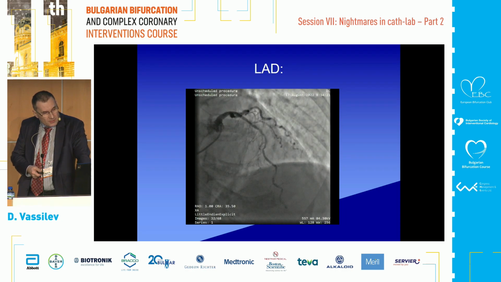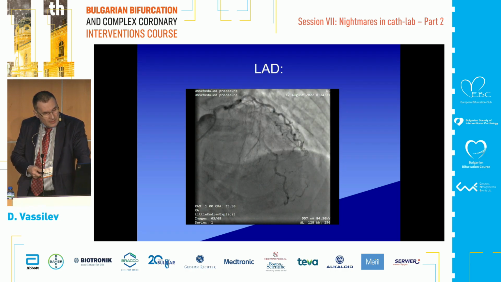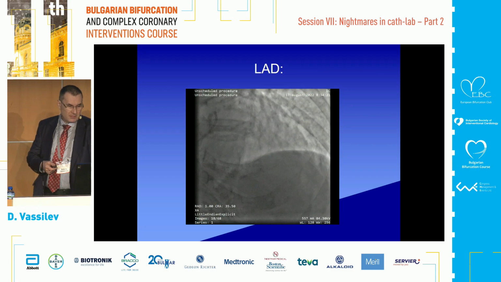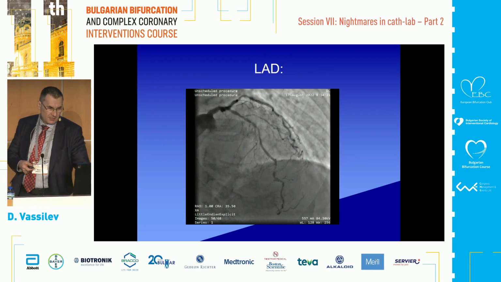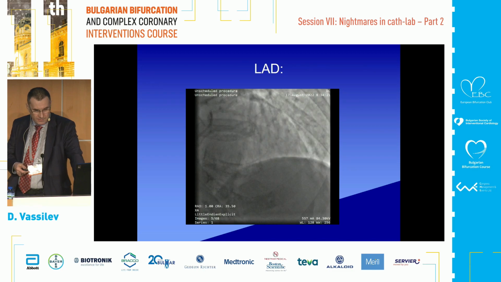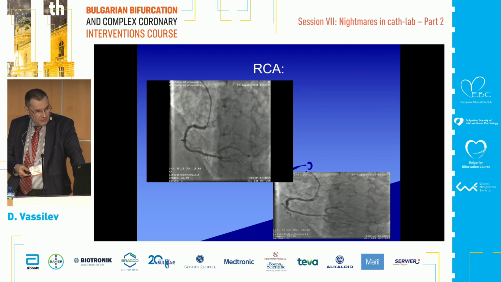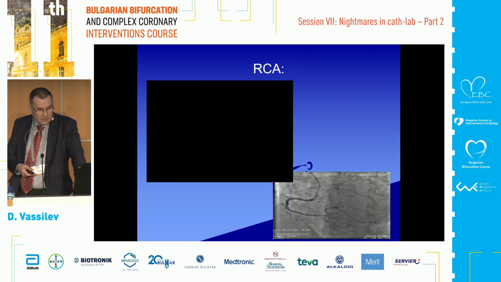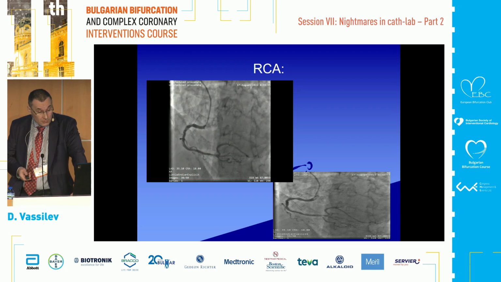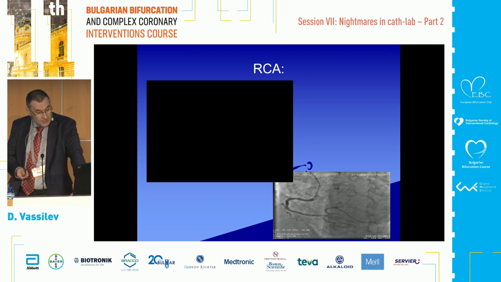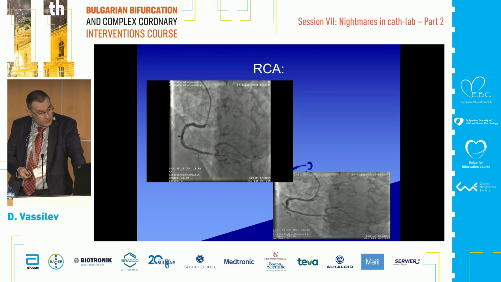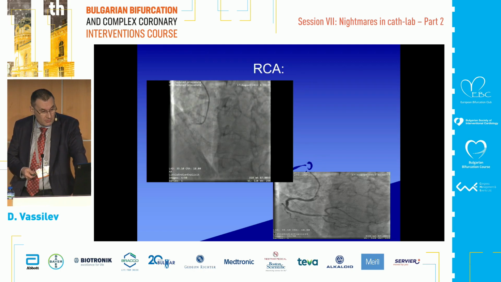There is a stenosis on the mid LAD, and in the distal portion there are several critical stenoses with a lot of calcium. And this is the right coronary artery with a bifurcation and 80 to 90% stenosis at the ostium of the posterior descending branch and posterolateral branch.